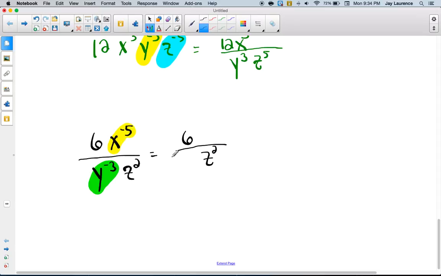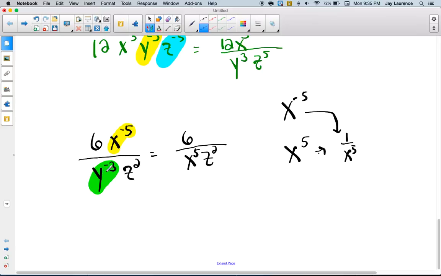Now the x to the negative 5th is going to move to the denominator like that. Because remember, x to the negative 5th means the reciprocal of x to the 5th. Well, there's x to the 5th. The reciprocal of that would be 1 over x to the 5th, right? And therefore, these two things are equal. Yeah, that's the way it works.